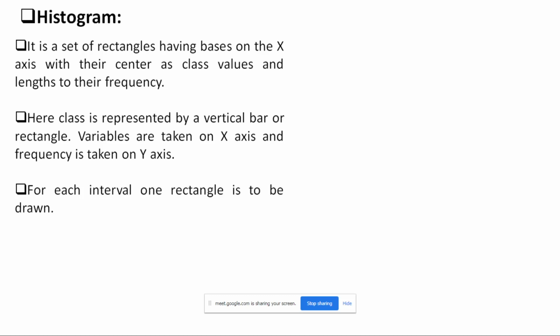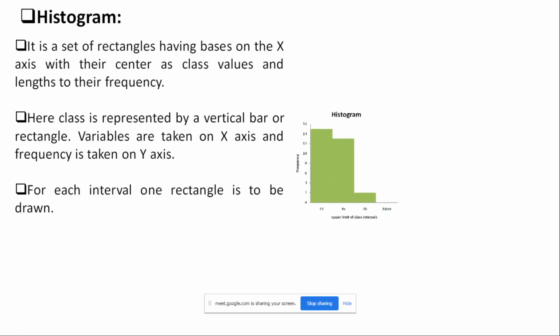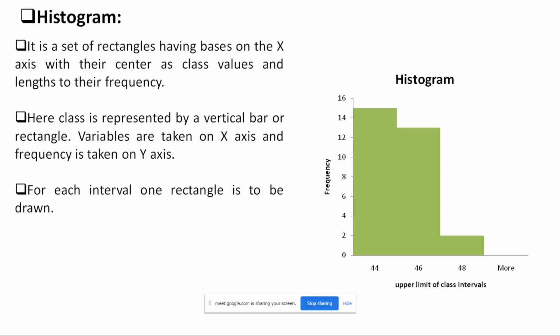There is another statistical technique called a bar diagram. In that case, the rectangles or vertical columns that are created have spaces in between. But in the case of a histogram they are all continuously placed together. So that is the basic difference between a bar diagram and a histogram. So this is what a histogram is.